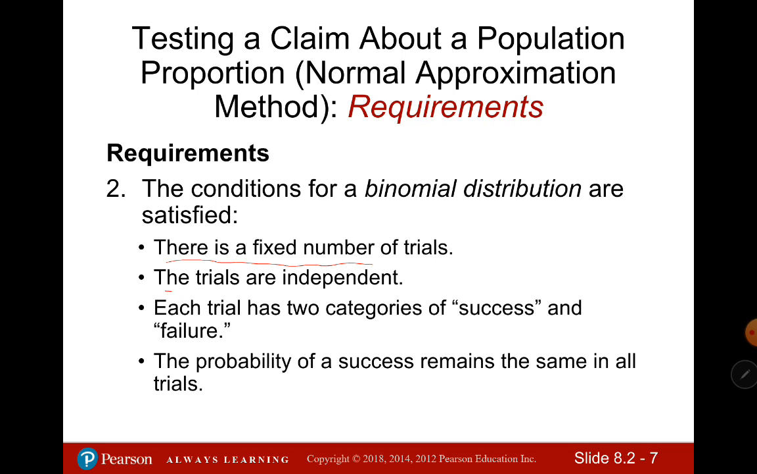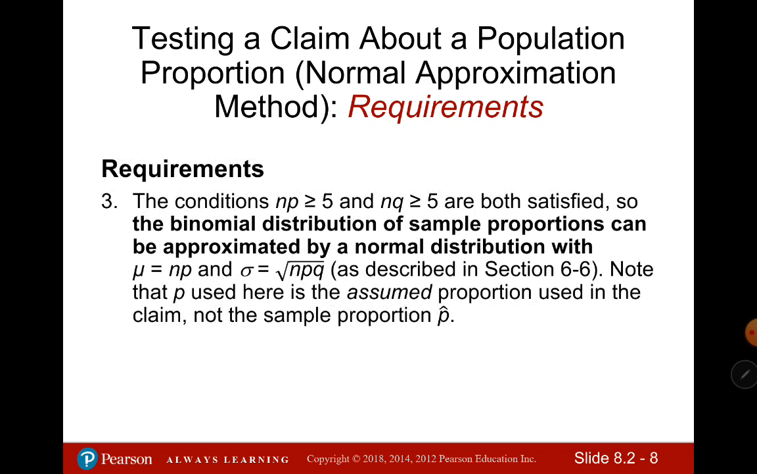Fixed number of trials, all the trials should be independent of each other. And we can only have two kinds of results, success and failure, right? And the probability of a success, we can say that's the lowercase p, right? The probability of success remains the same for all trials. Of course, if we want to do the normal approximation, both np and nq should be greater than or equal to 5. If these two are qualified, then we are free to use normal approximation method.